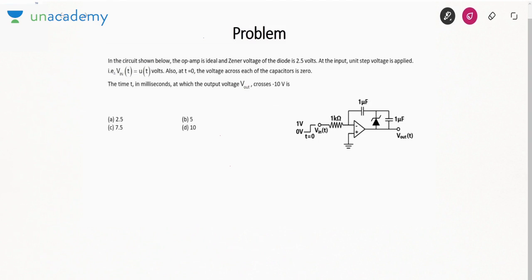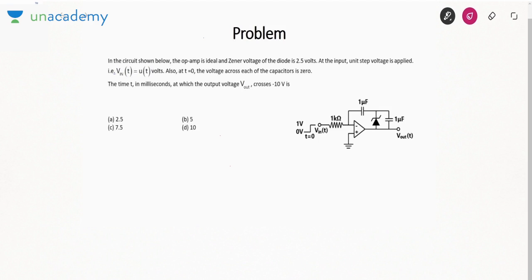Moving to the next problem, it says in the circuit shown below, op-amp is ideal. Zener voltage of the diode is 2.5. At the input we are applying a step voltage. At t equal to 0, voltage across the capacitors is 0. We need to find the time at which V0 crosses minus 10.